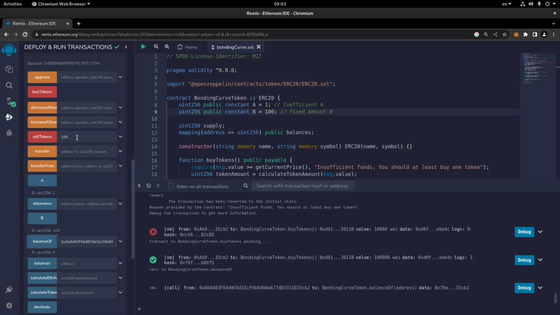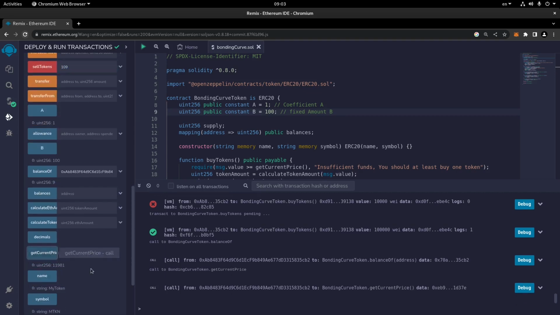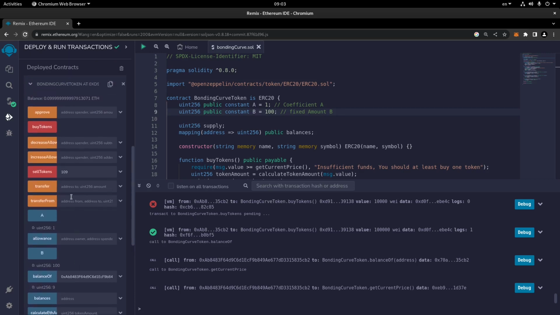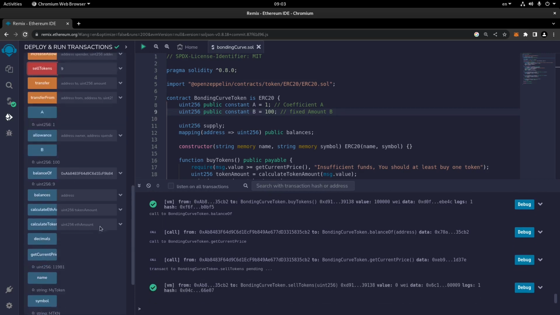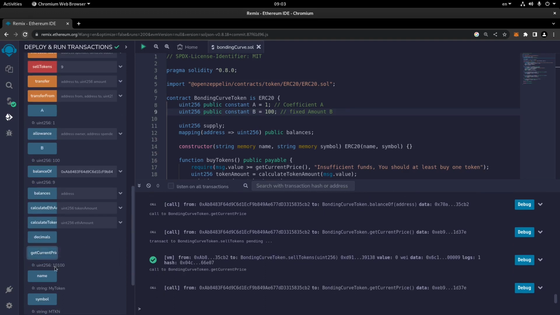So if I sell the 9 tokens, let's check the price right now. As you can see, this is the price. If I sell all of the tokens and check the price, as you can see it has decreased to where it was when we bought 100 tokens with that previous address.